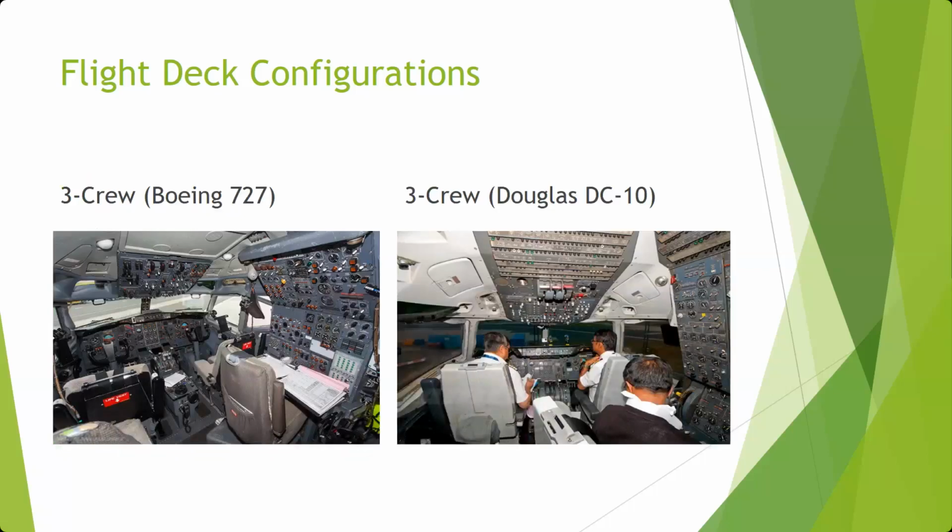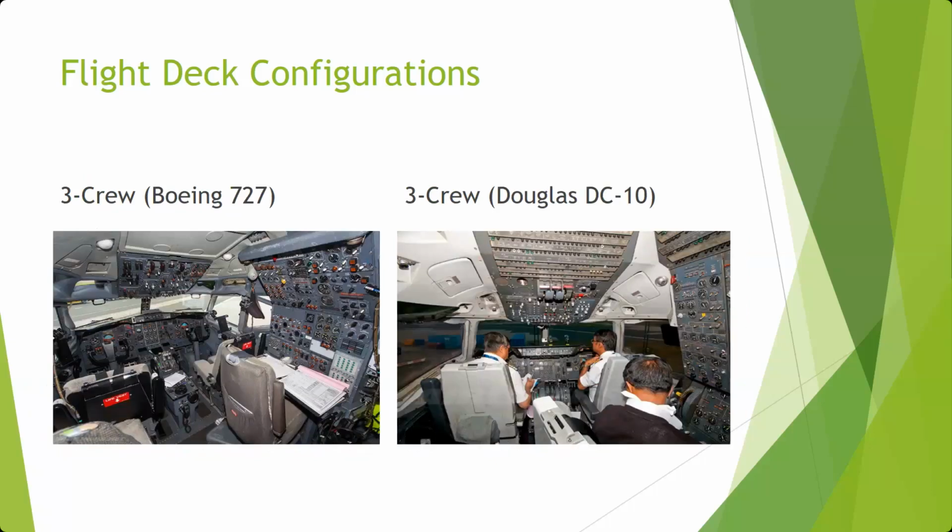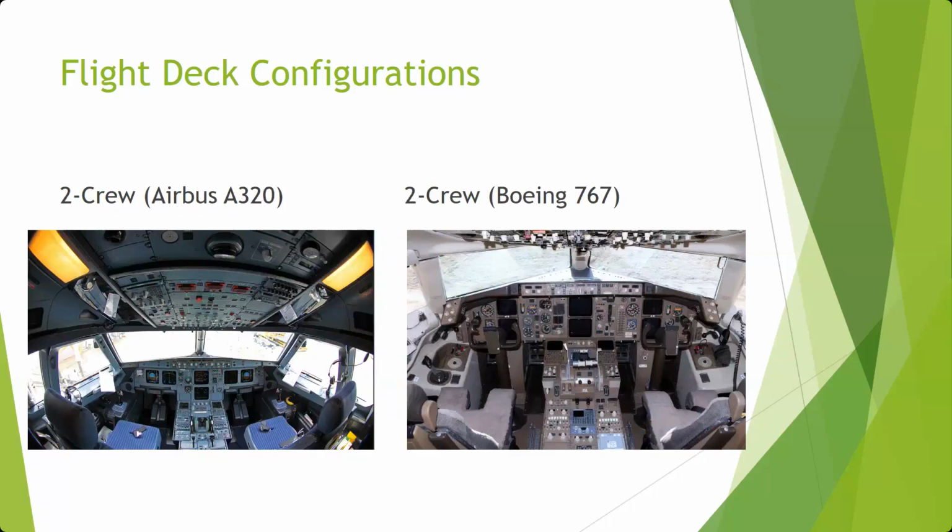So here are just some examples. Here's our Boeing 727 on the left: captain, first officer, flight engineer, you're familiar with that. A DC-10 on the right looks very similar: captain, first officer, flight engineer, kind of behind on the right. And then here are some of your earlier 2-crew aircraft, an Airbus A320 on the left and a Boeing 767 on the right. Here you have mainly analog instrumentation. Here you're starting to get some digital displays, but there's still a lot of analog, right? There's still a lot of non-digital displays going on here.